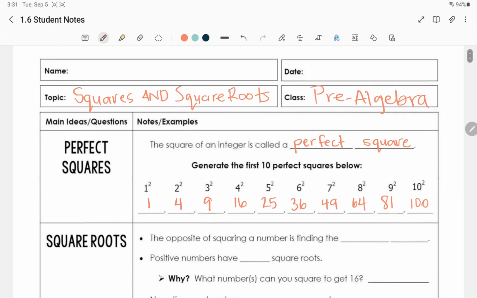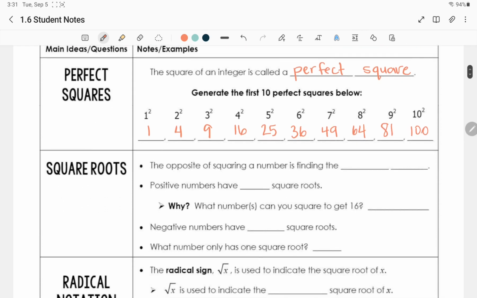Perfect. All right, so square roots. After understanding perfect squares, which means that it's a number times itself twice, right? So those are perfect squares, and any integer can have a perfect square, okay? Square roots. The opposite of squaring a number is finding the square root. That means you're taking a number and you're unsquaring it, not under, unsquaring it.